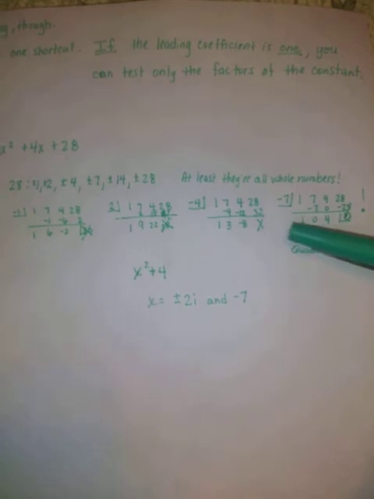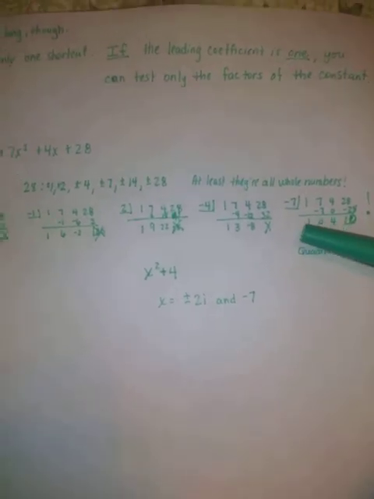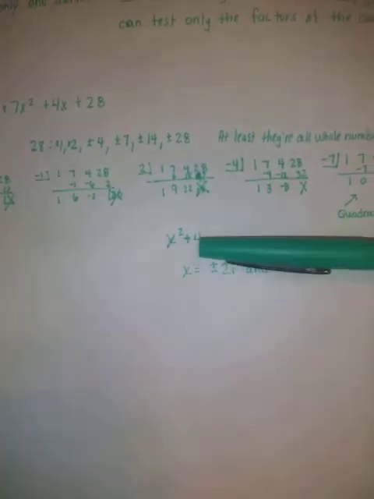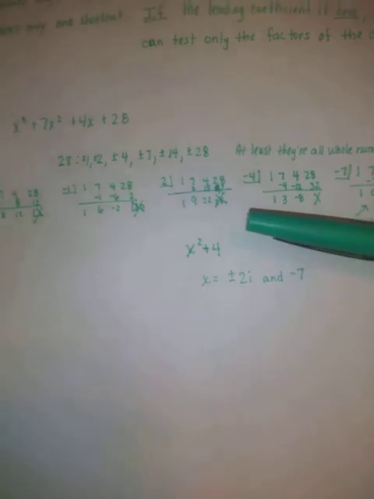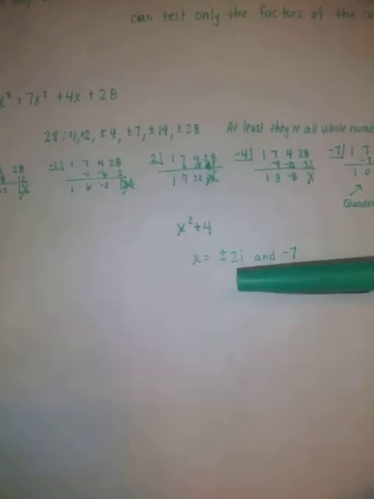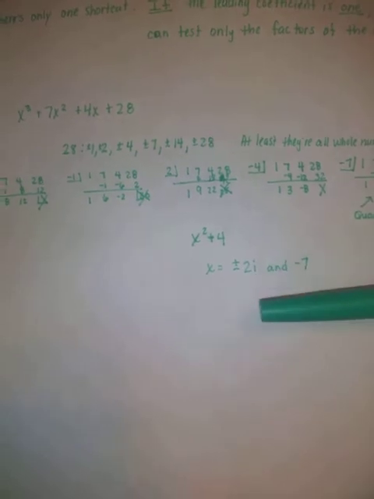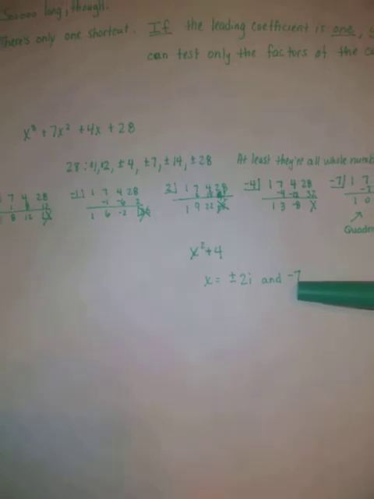So I wrote this depressed equation: 4 plus no x's plus x squared, otherwise known as x squared plus 4. Do you see it doesn't have an x term? If you put this into the quadratic equation, you will find that you get positive and negative 2i. So those are my 3 factors: positive 2i, negative 2i, and -7.